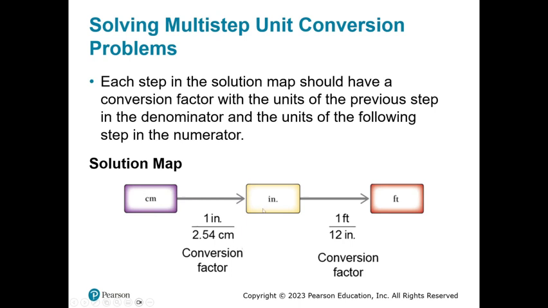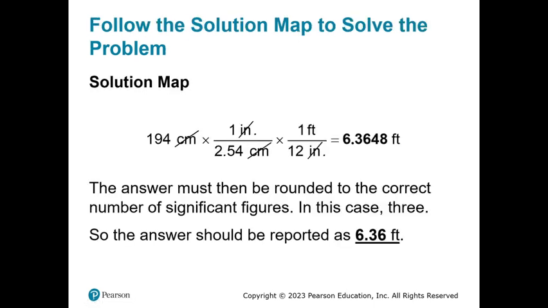My centimeters will cancel out. I'll get inches. From B to C, I need to multiply by this conversion factor, so my inches will cancel out. And then I'll get my feet at the end of the day. You can group these conversion factors together if you want, but for clarity of your work, it's probably best to keep them separate so that you can track every step in the dimensional analysis.